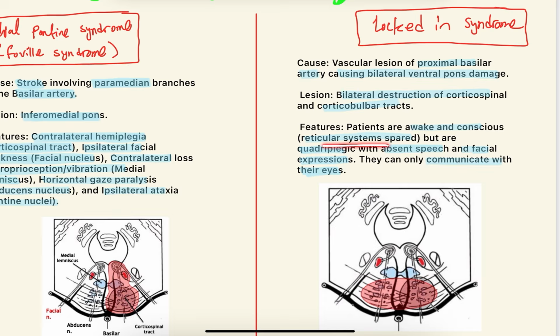Why? Because the reticular system will be spared, but it's affecting here the motor ones. Because both of them are affected bilaterally, there will be quadriplegia, not hemiplegia, which is in the entire body, and they will have absent speech and facial expressions. So what will happen here? What's the key word in the question? Them communicating with their eyes.